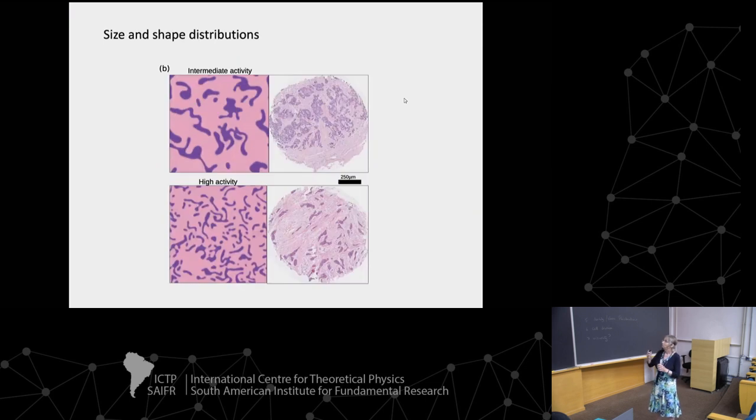Now, this is just pictures comparing what's happening in the simulations to the experiments, to the data really. And you see the same sort of thing. But it really is at the moment the same sort of thing, where we choose these to match because we don't know what the activity is in these samples. Yeah?